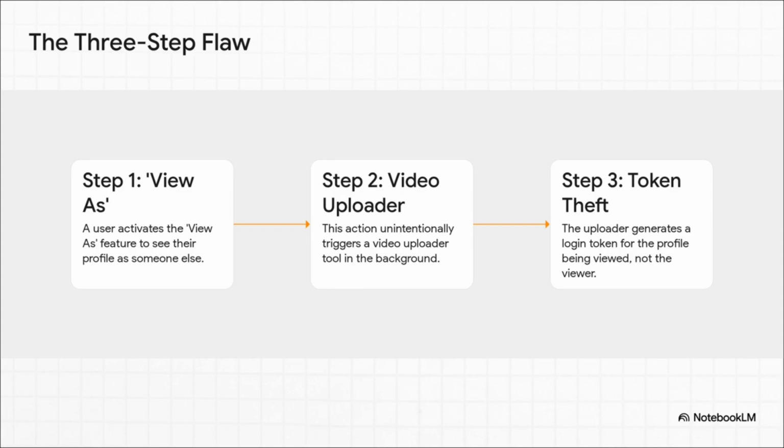It all starts with something you've probably done yourself. Step 1. You use the View As feature to see what your profile looks like to someone else. Harmless, right? Well, this is where it gets weird. That simple click accidentally triggered a video uploader in the background, and that is where the fatal mistake happened. The uploader went and created a super powerful login key, but not for you. It created it for the person whose profile you were just looking at. A tiny slip-up that basically handed over a master key.